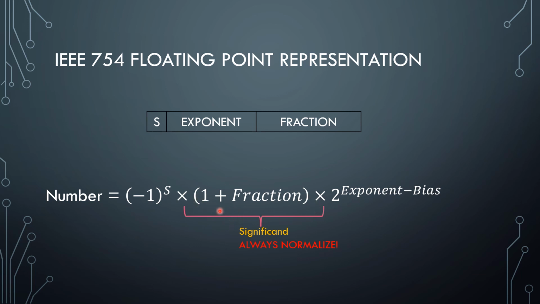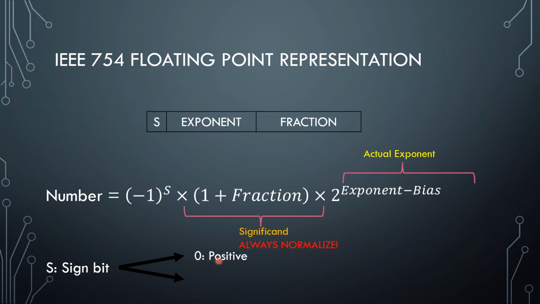This is called the significand, and it is very important to normalize. And this is called the actual exponent. We'll be talking about that later on. And the sign bit is either 0, which represents a positive number, or 1, which represents a negative number.